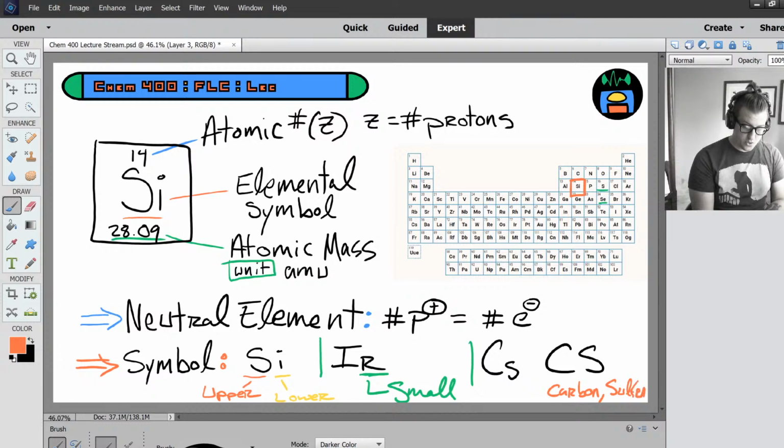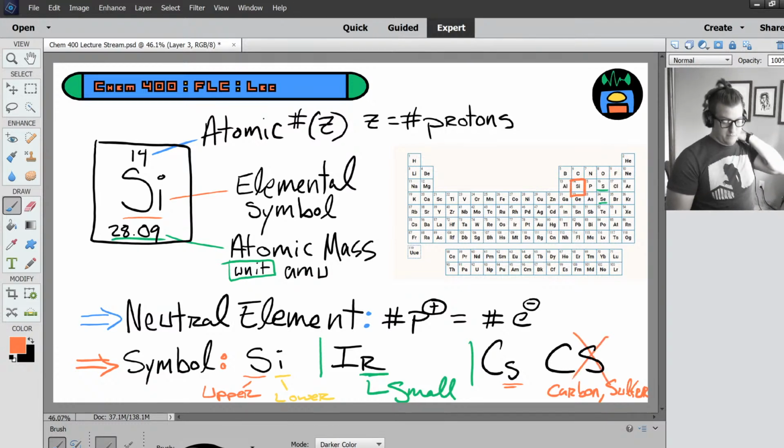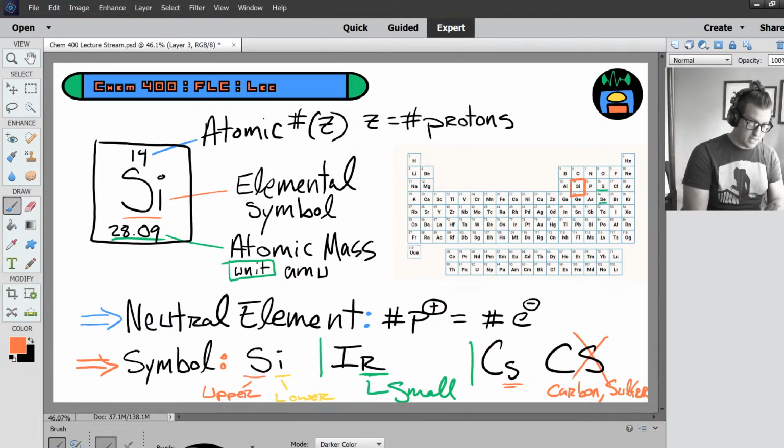All right? So you just got to make sure that that second letter is small, not large. I don't care if you write it as a small uppercase or small lowercase, but it's got to be small. If you write it full size, you might find yourself losing points because it can change the meaning. It can change a cesium atom to a carbon and a sulfur atom if you're not careful. Hopefully that makes sense.